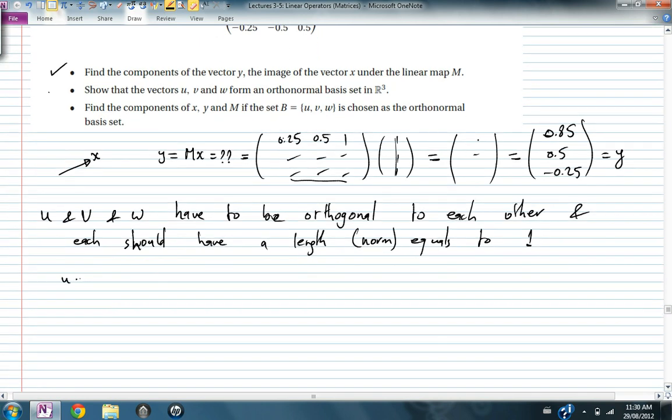So u is equal to 0.6, 0.8, and 0. V is equal to negative 0.8, 0.6, and 0. w is equal to 0, 0, 1. U dot u is equal to 1.